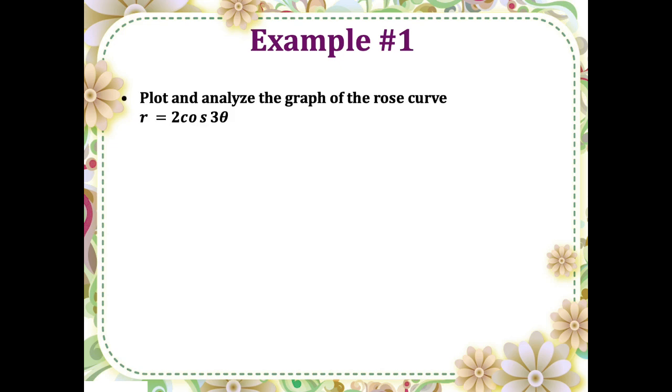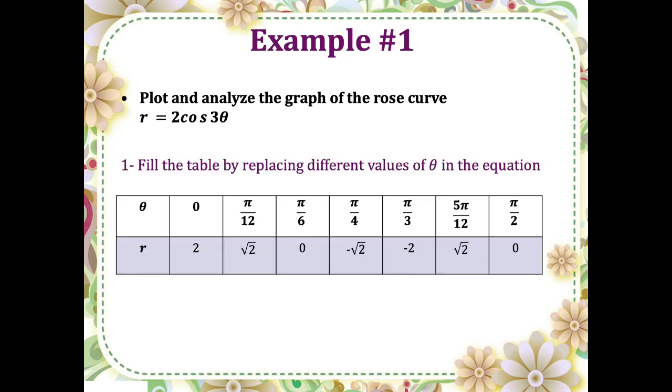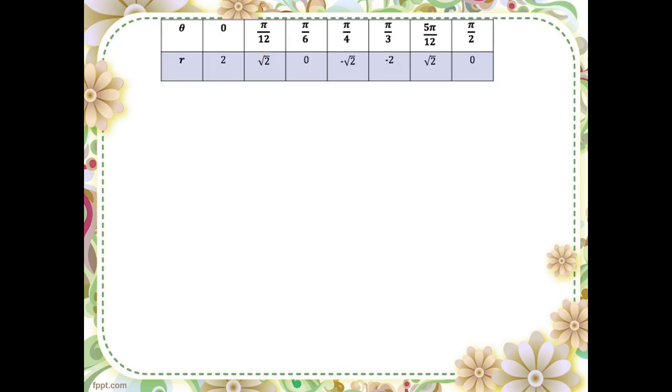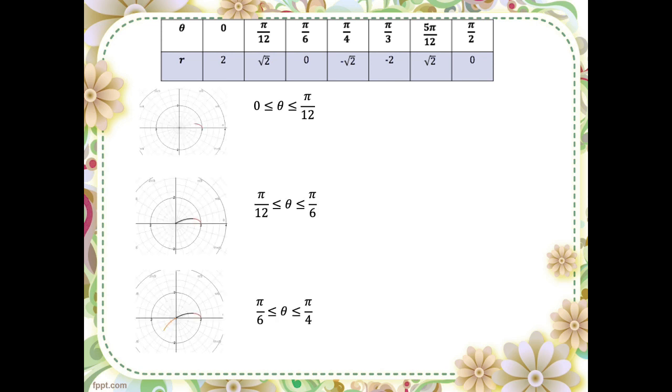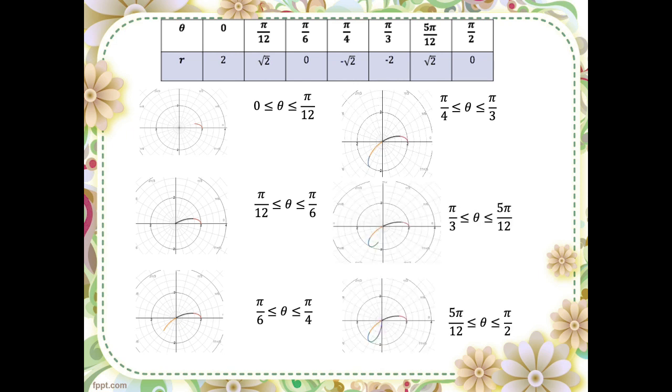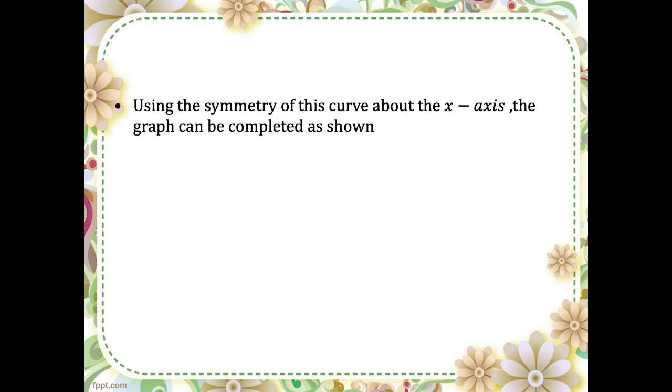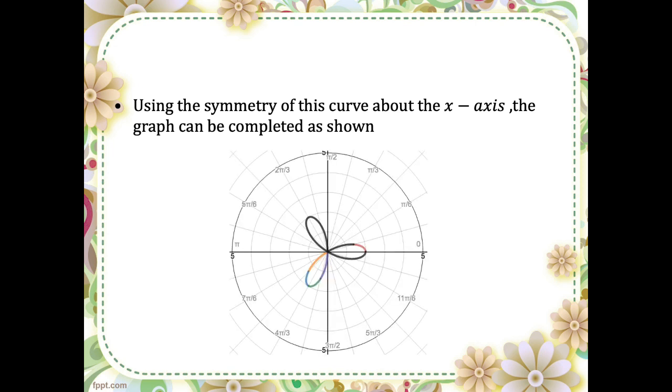Example number 1. Plot and analyze the graph of the rose curve r equals 2 cosine 3 theta. First, fill the table by replacing different values of theta in the equation. Using the table, we will plot the points in each interval as shown below. Using the symmetry of this curve about the x-axis, the graph can be completed as shown.